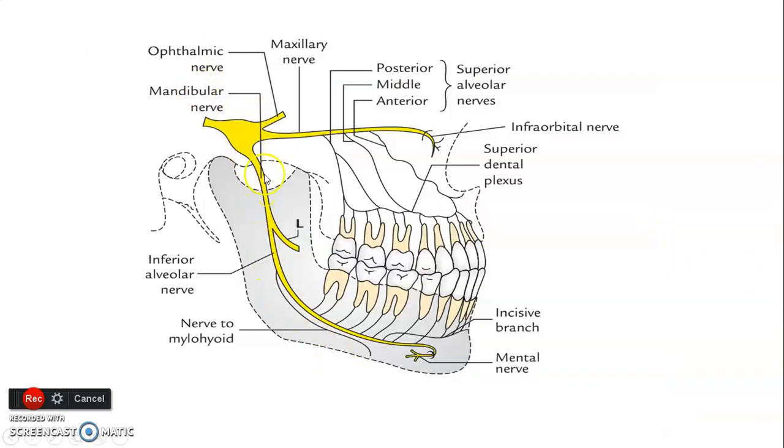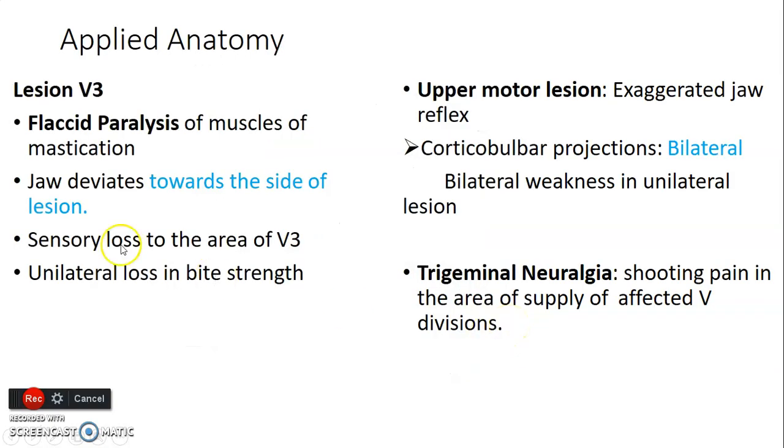So what are the applied anatomy aspects? When you have lesion of the mandibular division, you get flaccid paralysis of muscles of mastication. It's innervating muscles of mastication. So the jaw will deviate to the side of lesion. Then you also get sensory loss in the area of distribution of this mandibular nerve, and there'll be unilateral loss in the strength of the bite.